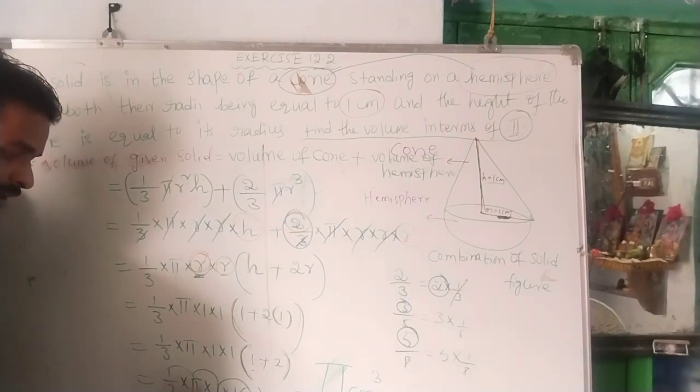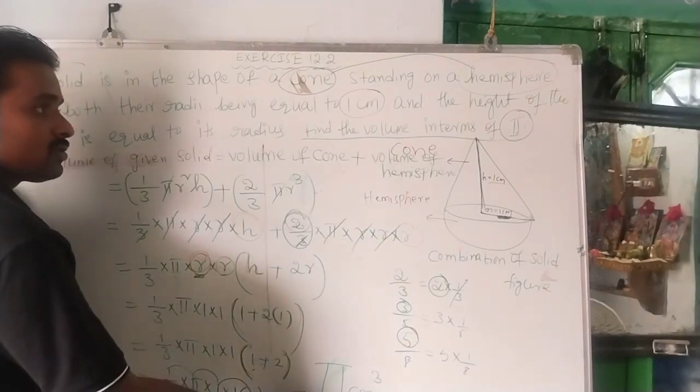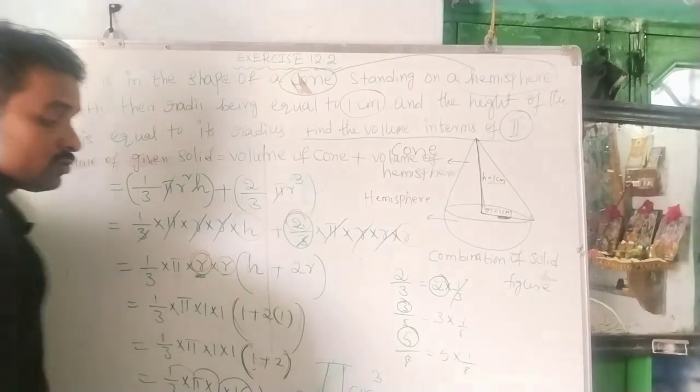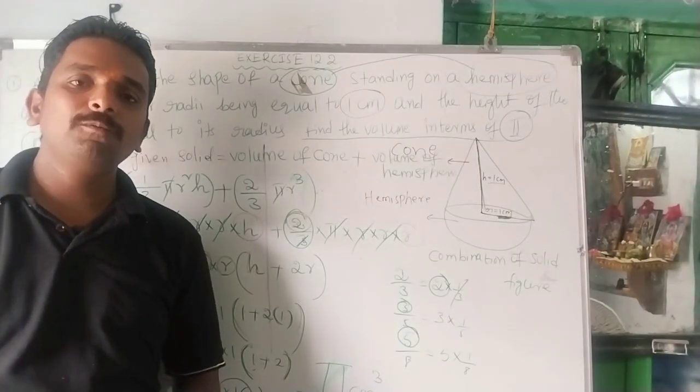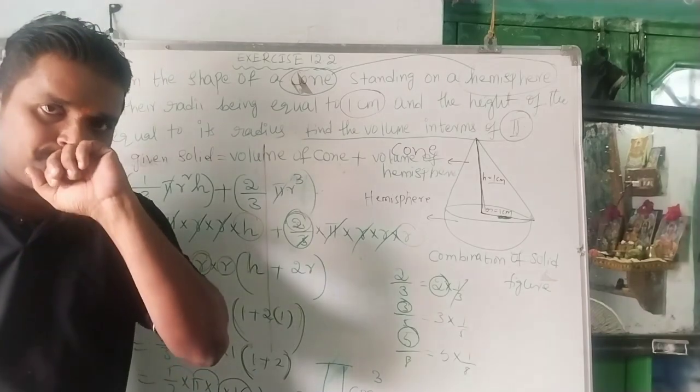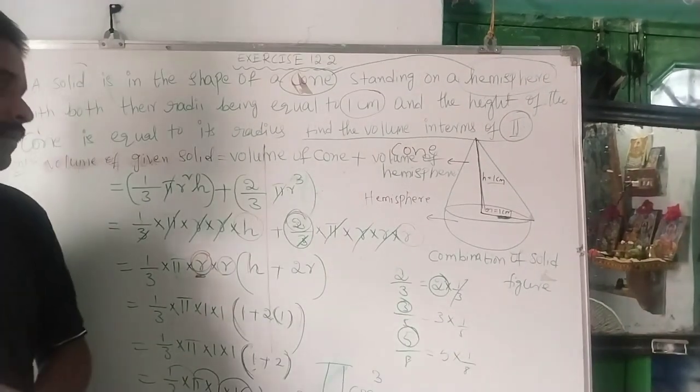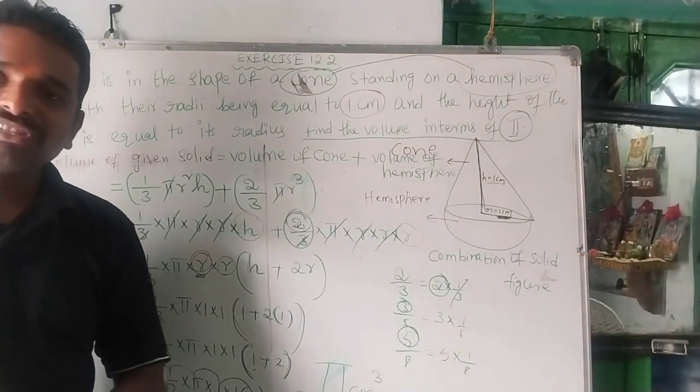Next I multiplied them. 1 into pi, pi. Pi into 1, pi. Pi into 3, 3 pi. I multiplied the denominators: 3 ones are 3, by 3. 3 pi by 3, the 3s get cancelled. The answer is pi. The units are centimeter cube. So what is the volume of the given solid figure? Pi centimeter cube. I hope you understood this problem very well, and thank you very much. Have a nice day.